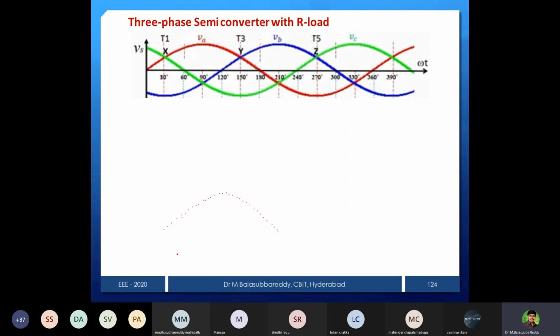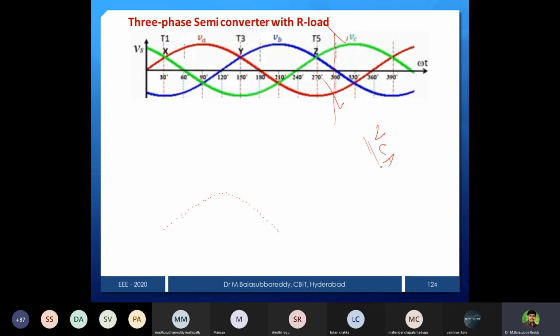Just check it at any particular instant. If somebody asks that omega t is equal to 300 degrees, which devices are forward biased? How will you identify? At 300 you can see C phase is more positive and A phase is more negative. Then what is your output voltage? VCA is your output voltage.